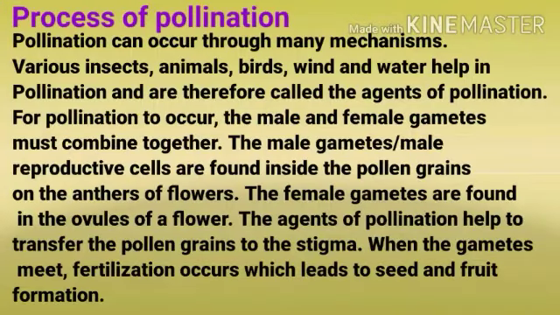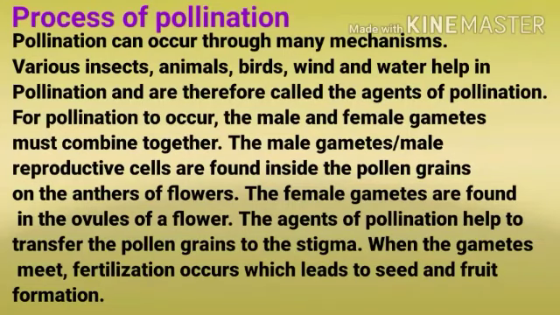Process of pollination. Pollination can occur through many mechanisms. Various insects, animals, birds, wind, and water help in pollination and are therefore called the agents of pollination. For pollination to occur, the male and female gametes must combine together.